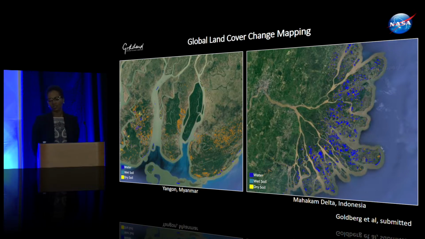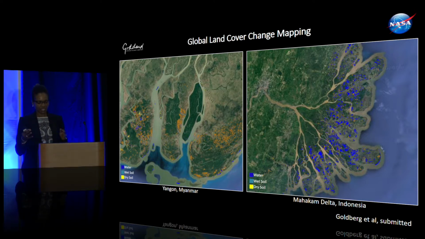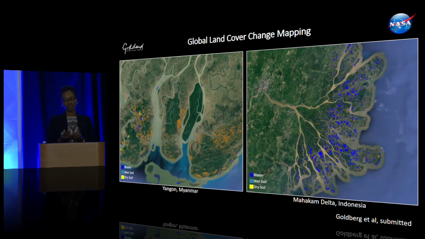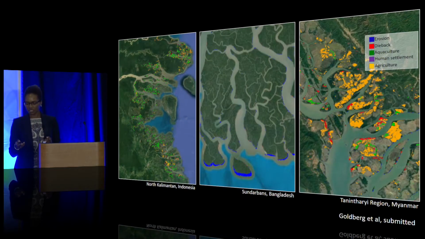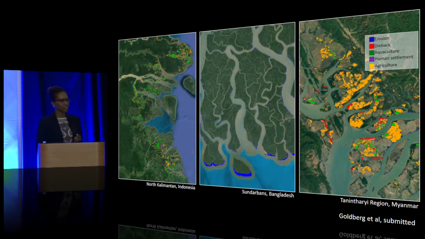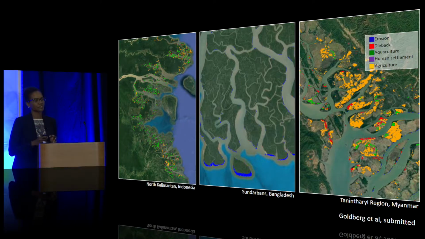So in the first step, what we were able to do here is to map the loss and then to assign whether it was changed to wet soil, to open water, or to dry soil, because that gives us an indication of what type of loss it is. And then once we know whether it's wet soil, dry soil, or open water, we could then combine it with other ancillary data sets, such as global population density or agricultural areas, to see what the exact driver of each loss is. So here I'm showing you some examples.